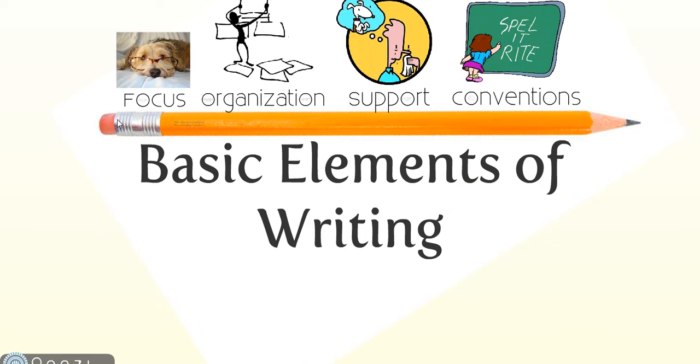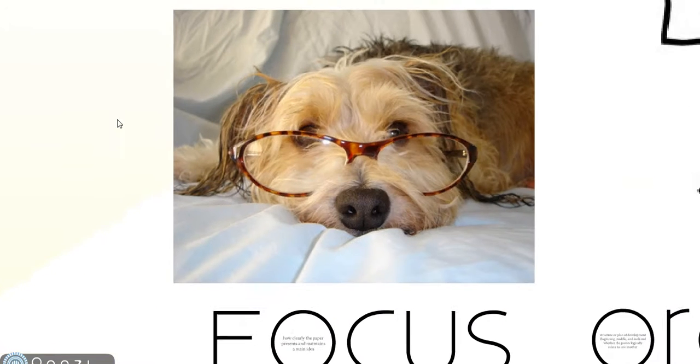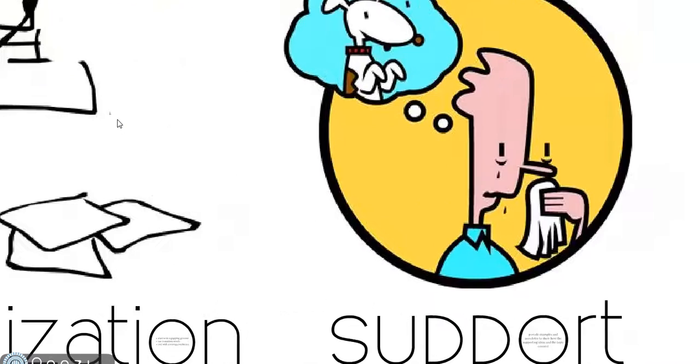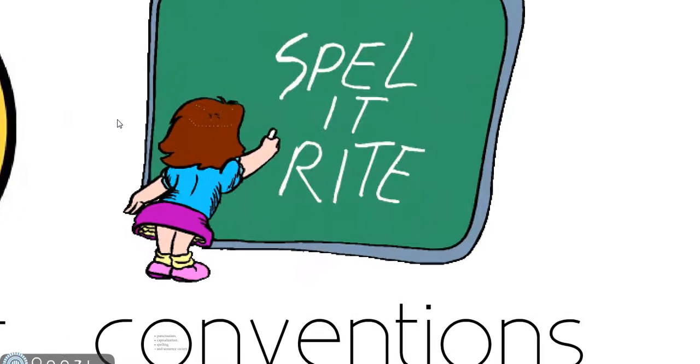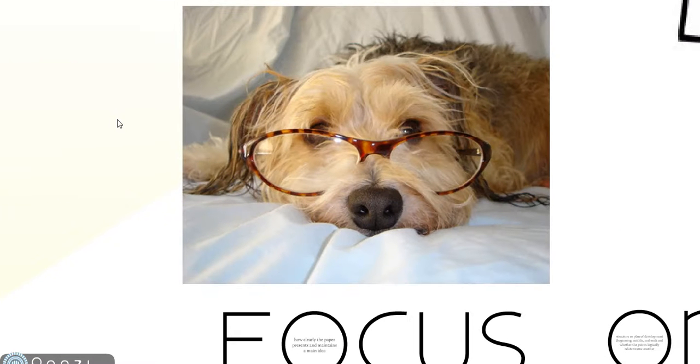So the 4 areas that are the basic elements of writing a timed essay are focus, organization, support, and of course conventions. So let's start with focus.